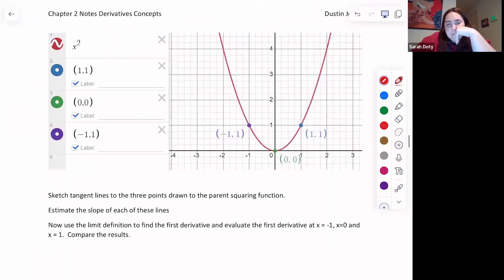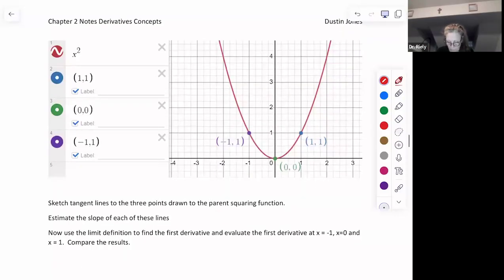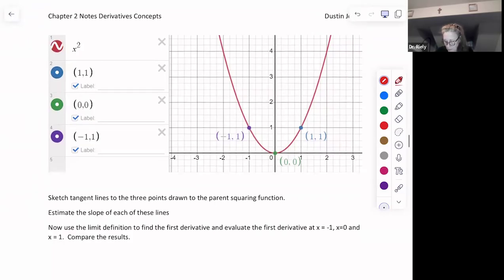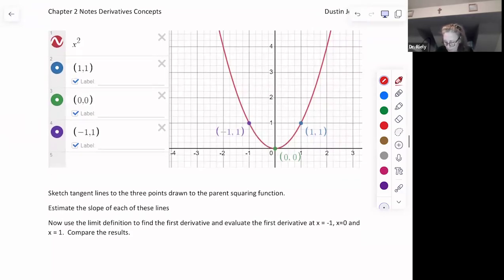Okay, then they said, let's go back to a simpler curve and see if you can guess what the slope would be. They give us a plain old parabola and say, sketch tangent lines to the 3 points drawn on the parent function. Here's one of them right here. You want to hit it so that it's just touching one place. If I do it really well, I can actually get 2 good points.